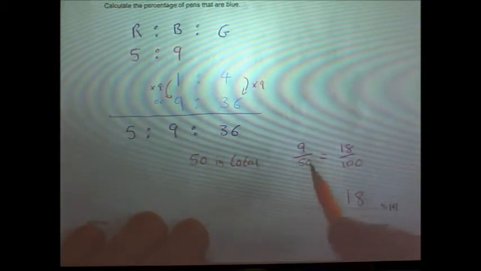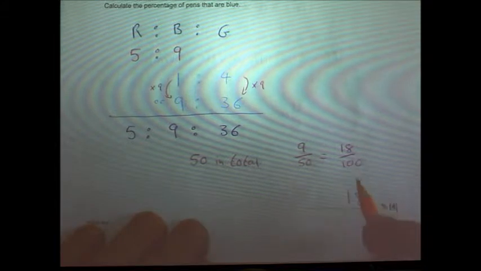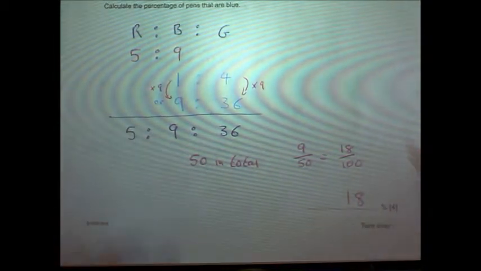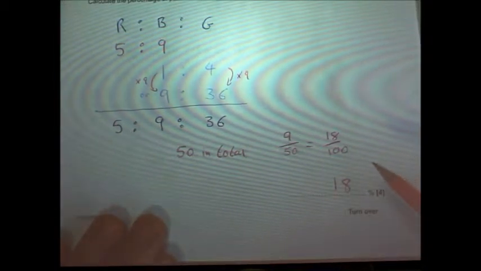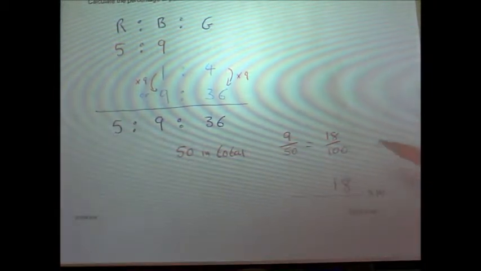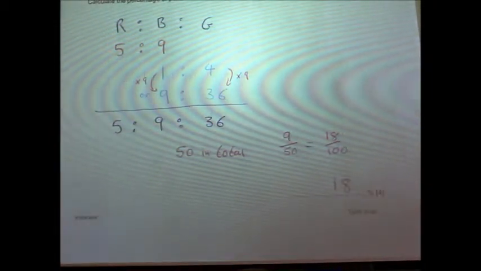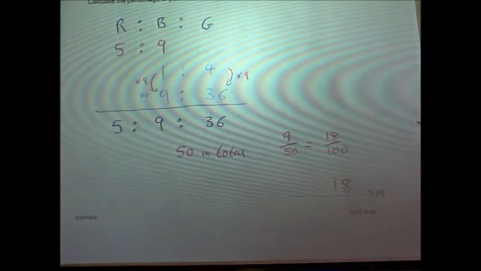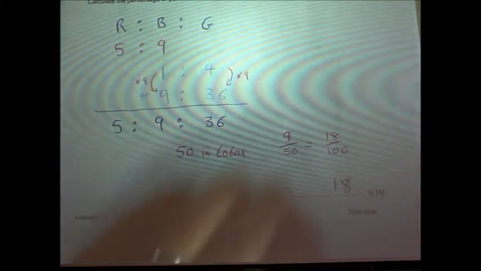You can probably do it in your head. 9 over 50 is 18 over 100, which is 18%, because don't forget, percent means out of 100. So 18 out of 100 literally means 18%. If you knew that, well done, you're speaking Latin, or maybe Greek, I'm never quite sure.